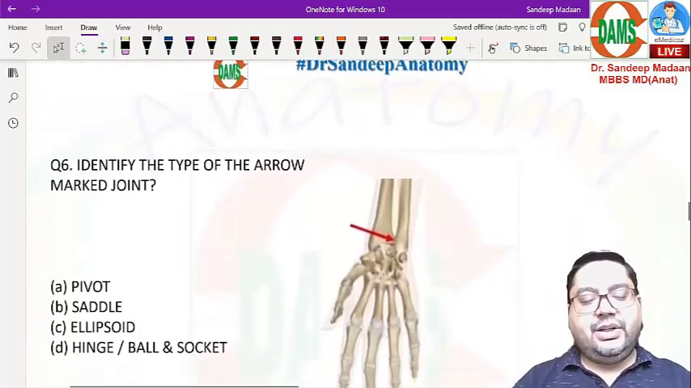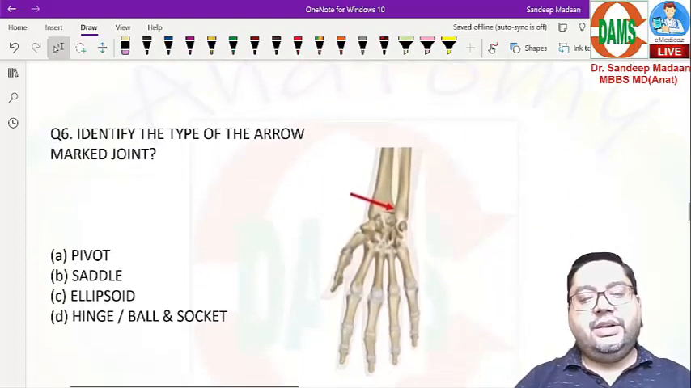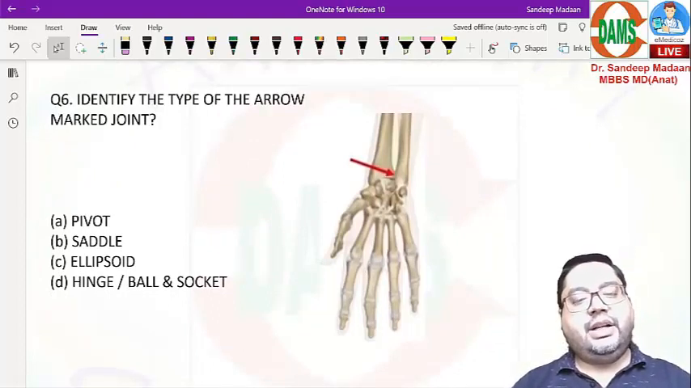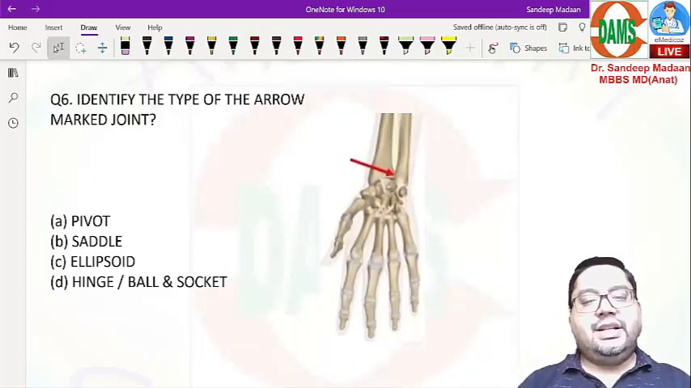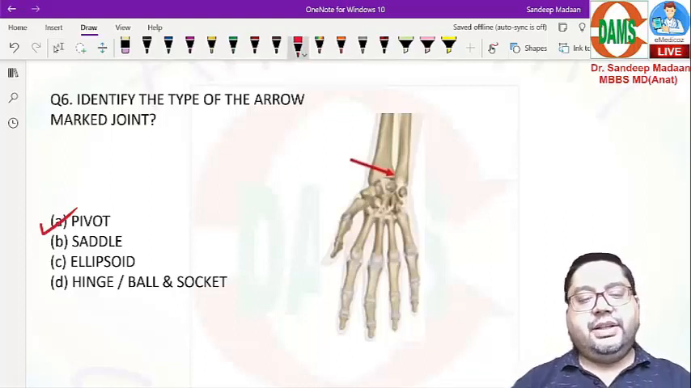Now some students on the other hand told that the movements were not given, rather this arrow mark joint was given. But anyway, if this is given, again it is the inferior radioulnar joint. Either they can ask about the movements or they can mark the joint. So they are asking about the inferior radioulnar joint, the answer will be pivot only. Okay, and we have learned already about this mnemonic and other aspects. Let us move on to the next question now.